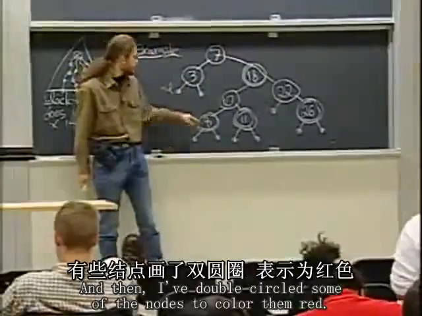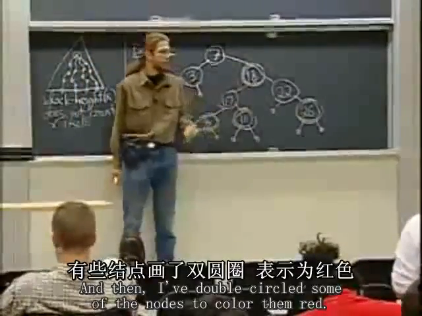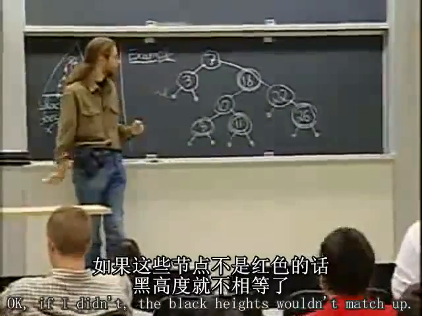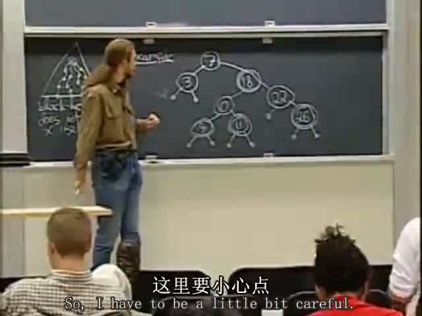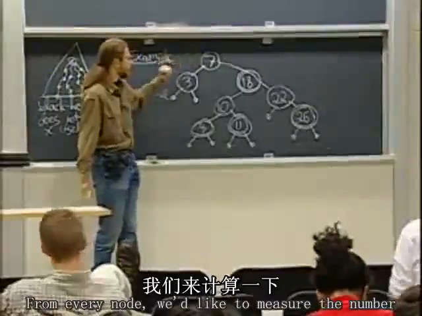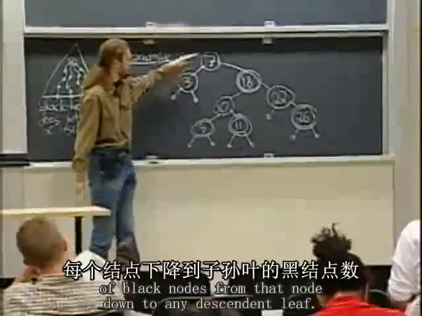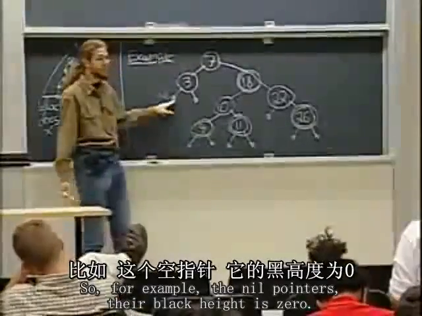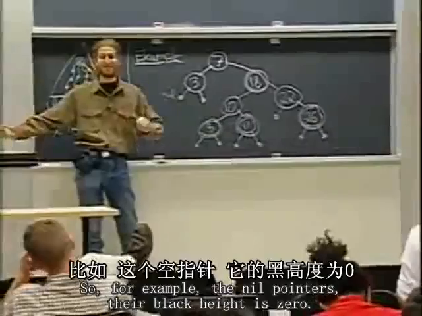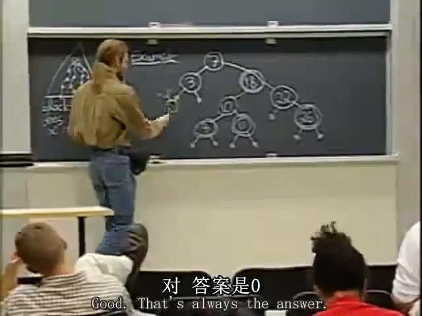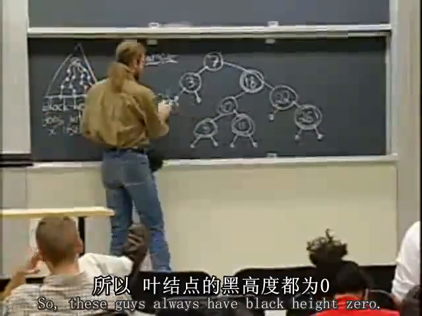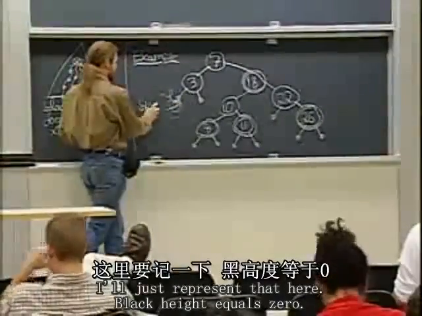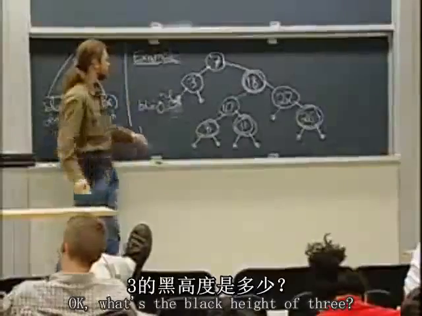And then I've double circled some of the nodes to color them red. If I didn't, the black heights wouldn't match up. So I have to be a little bit careful. From every node, we'd like to measure the number of black nodes from that node down to any descendant leaf. So for example, the nil pointers, their black height is 0. Good, that's always the answer. So these guys all have black height 0. I'll just represent that here. Black height equals 0. Okay, what's the black height of 3?